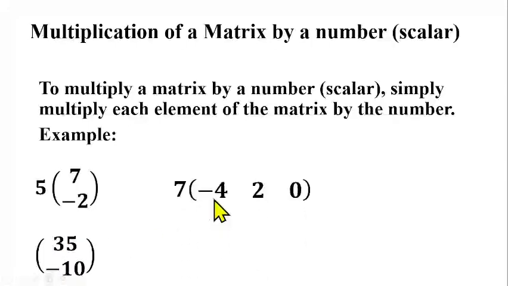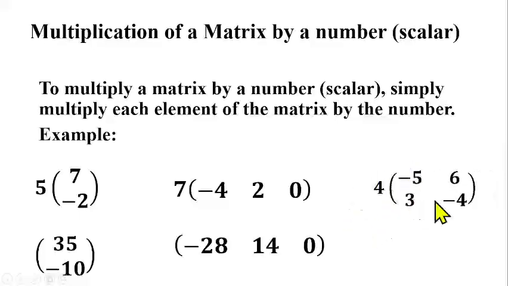Let's see another one. We have this column matrix, and we use 7 to multiply it. So what will happen? This 7 will multiply each element in the column matrix. So you have 7 times minus 4, which gives us minus 28, 7 times 2, which gives us 14, then 7 times 0 gives us 0. So that gives us another column matrix.